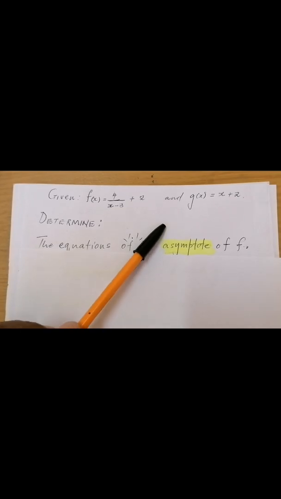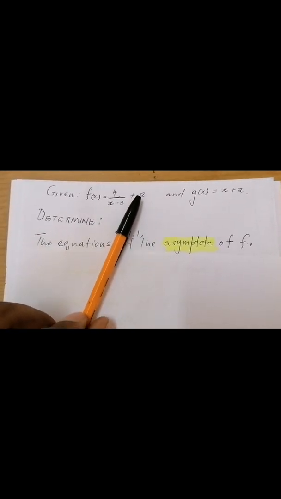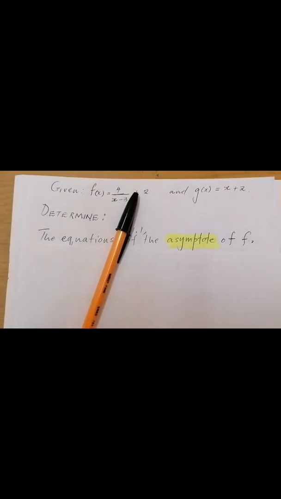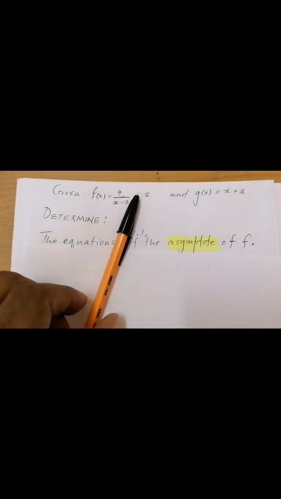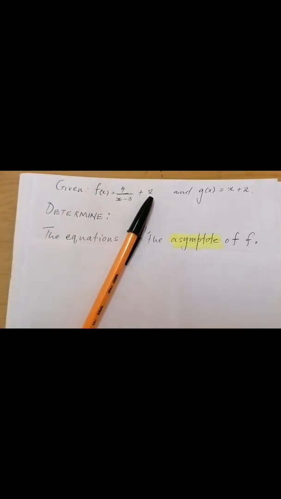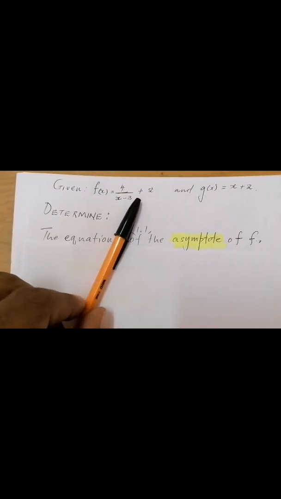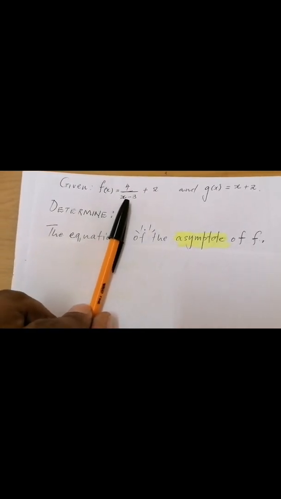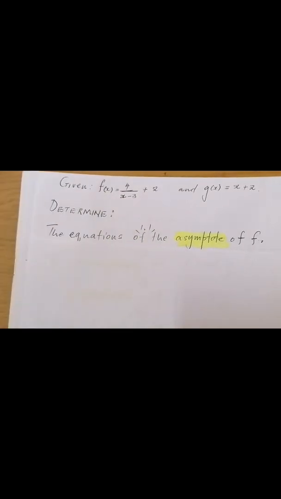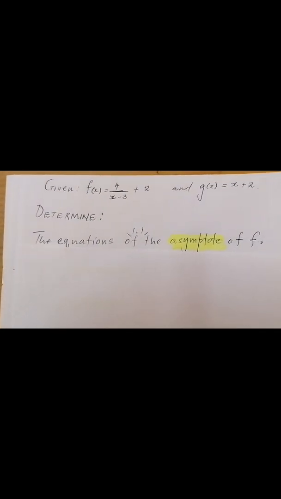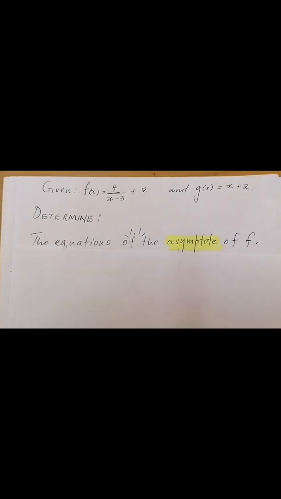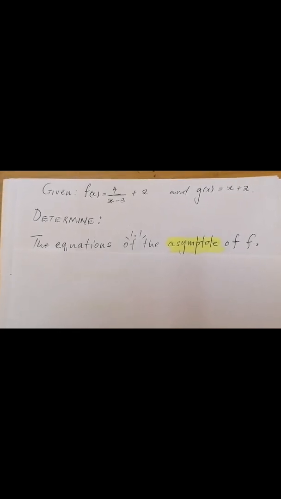Number 2, your value of y can never be 2 in this case. Why? Because you are adding something to 2. It means your value of y would rather be something which is greater than 2, but it would never be 2. It would be greater than 2 or less than 2.